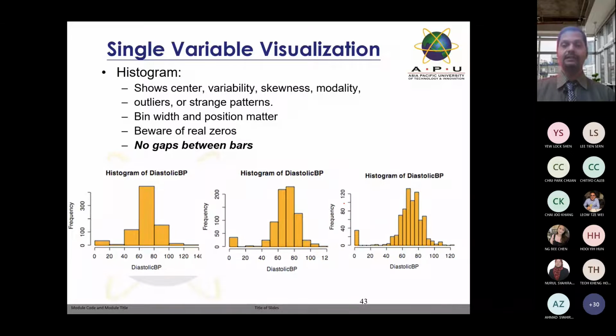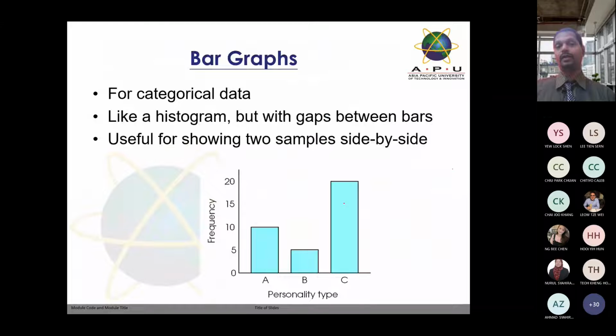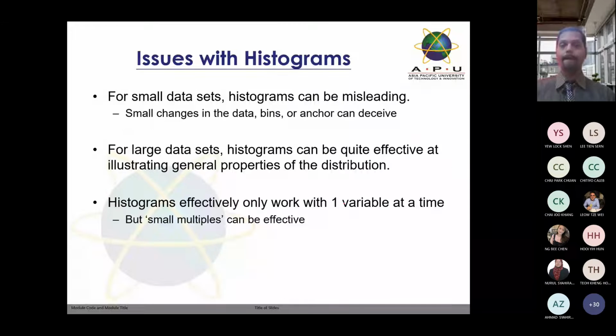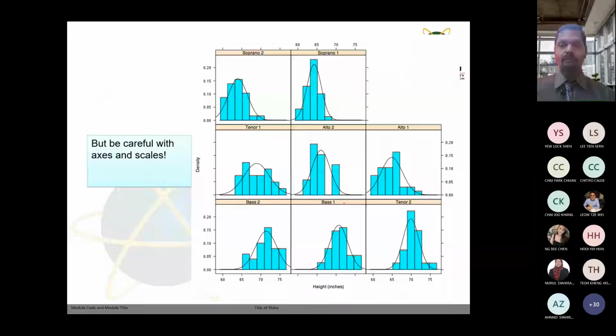Whereas that's not the case here, talking about the bar graph. In a bar graph we can use two samples side by side. Are we clear with this?